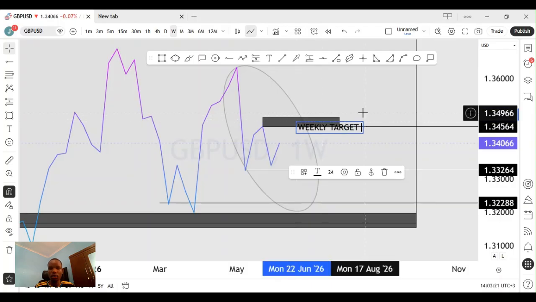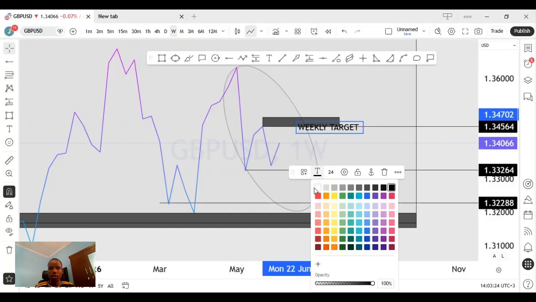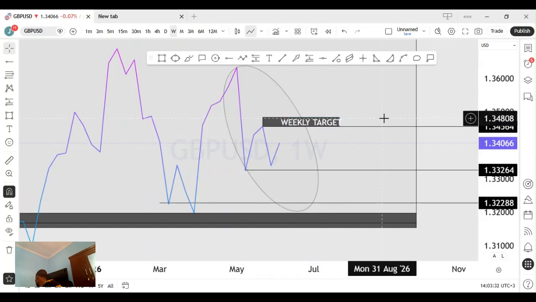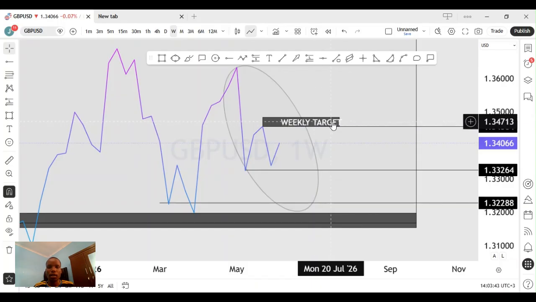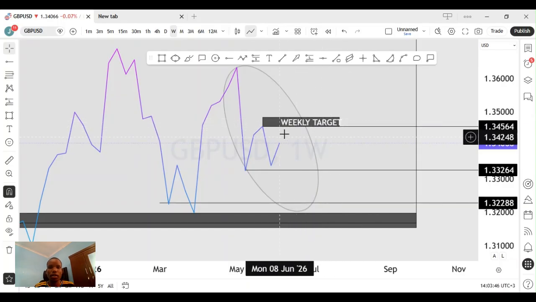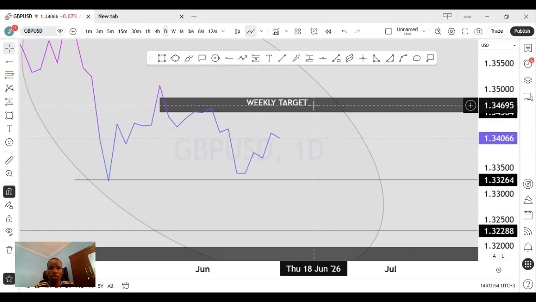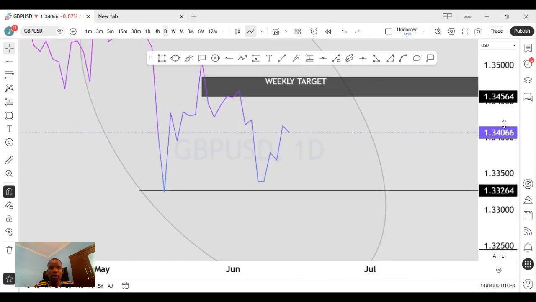Let me change into white color so as you can see it clear. Okay, we are proceeding. So this is our weekly target. As you can see, this is our weekly target. So when we shift into daily time frame, we can see if there is a probability for the market to return up to this position, so as we can take selling opportunity.